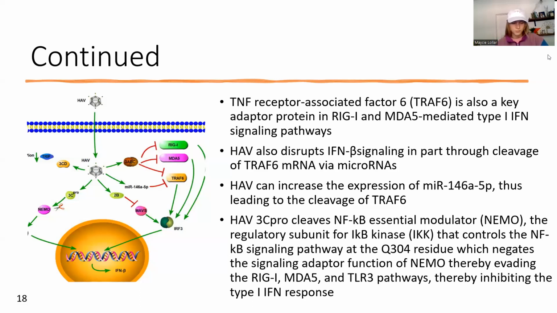So HAV 3C protease cleaves the NF-kappa B essential modulator, or NEMO, and that is the regulatory subunit for the IκB kinase, or the IKK, that controls the NF-kappa B signaling pathway at the Q304 residue, which negates the signaling adapter function of NEMO, and that leads to the evasion of the RIG-I, MDA5 and the TLR3 pathways, and thus it inhibits the type 1 interferon response.